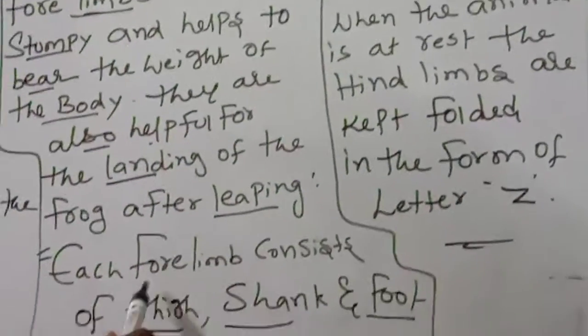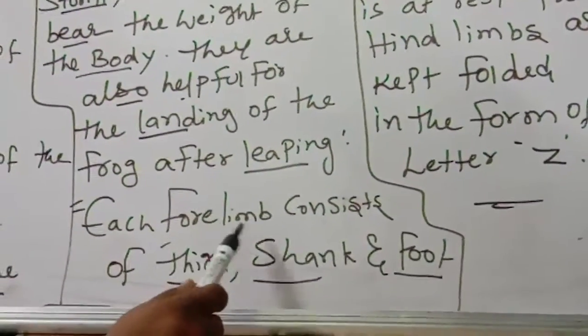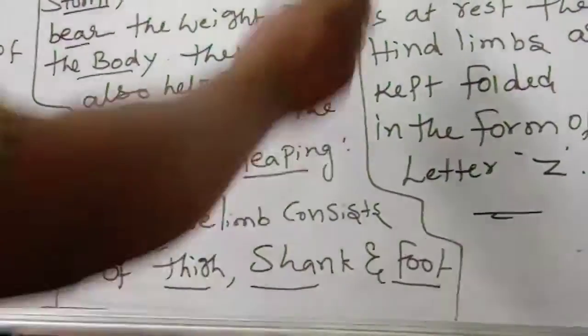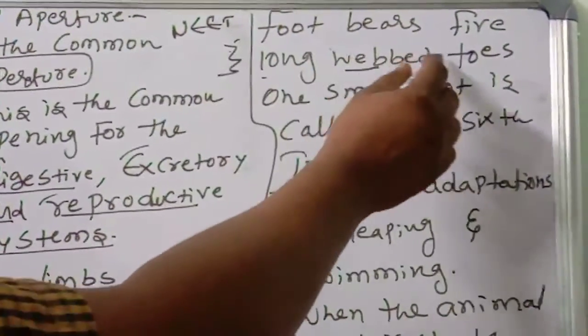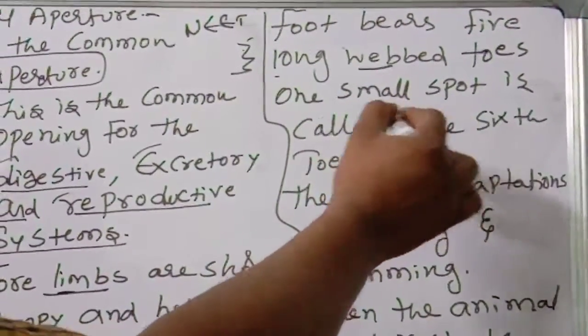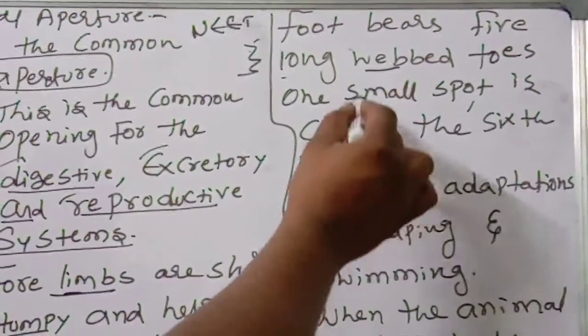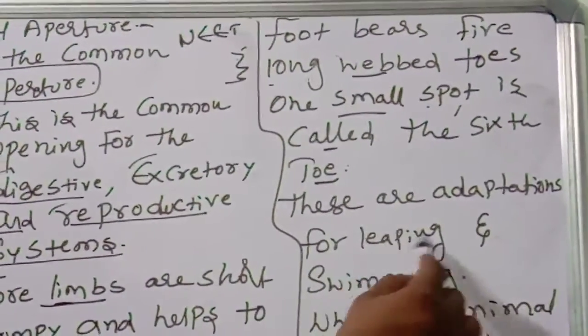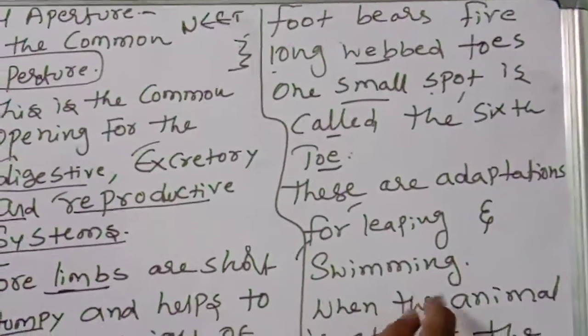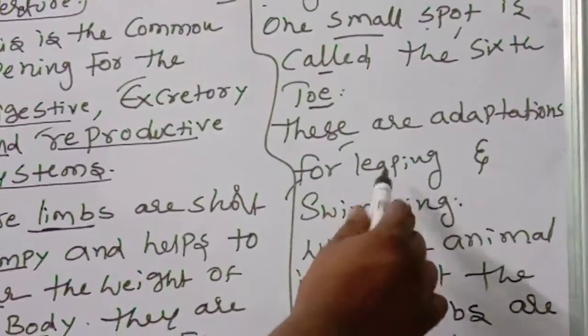Okay, what will be there? The hind limb consists of thigh, shank and foot. The foot bears five long webbed toes. One small spot is also called the sixth toe. These are adaptations for leaping and swimming.